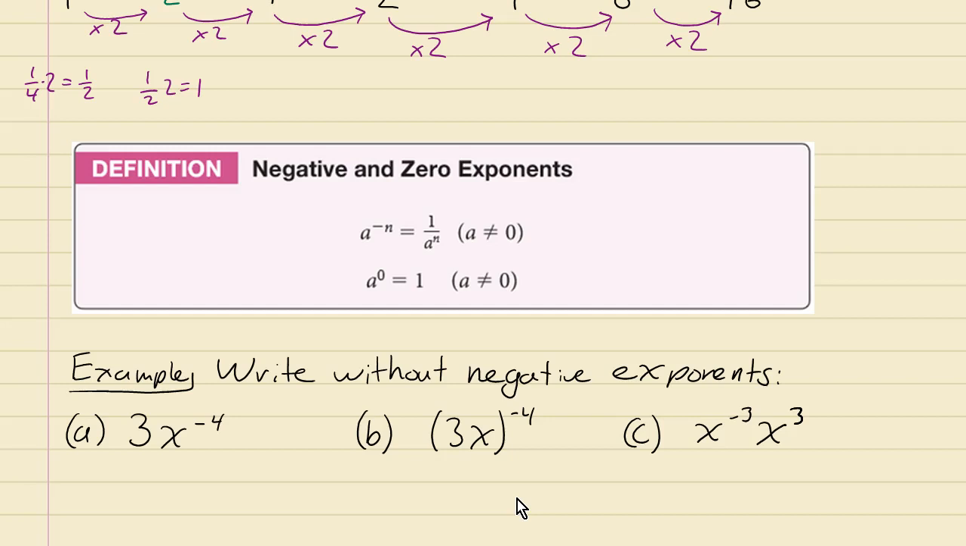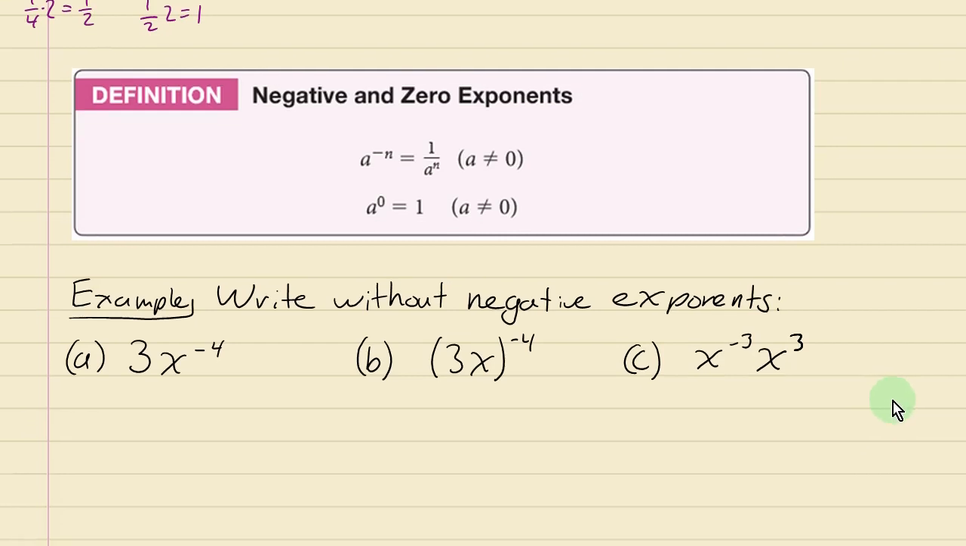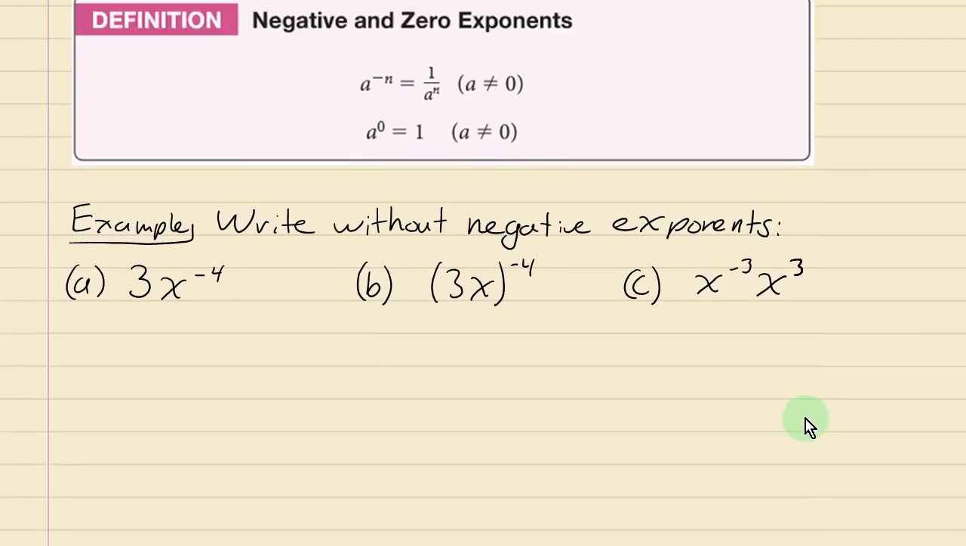I want to take each of these expressions and write them without negative exponents. I recommend you pause this right now to try it yourself. It should be pretty quick. And now that you've paused it and you're starting it again, I'm going to start doing the problem here.